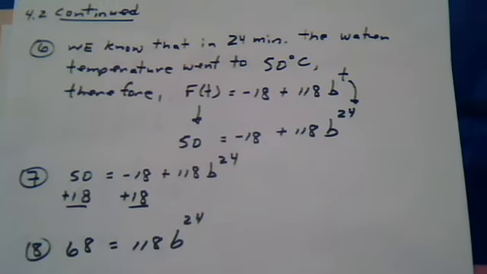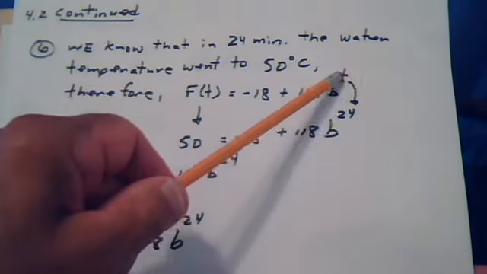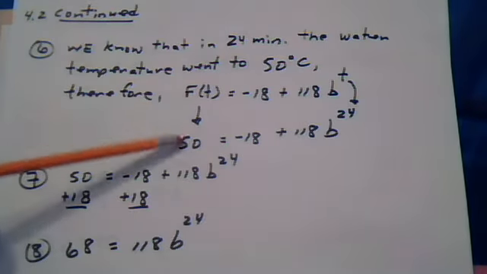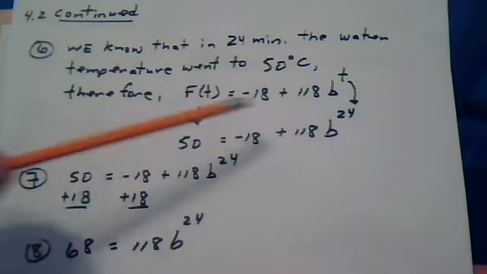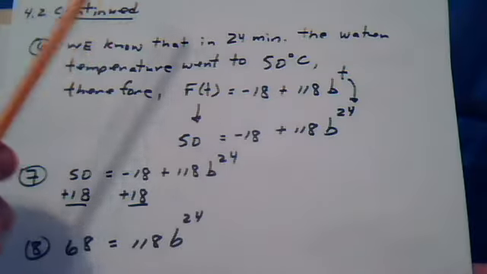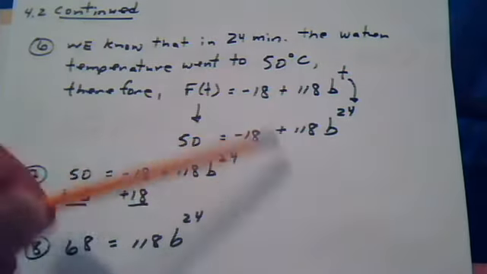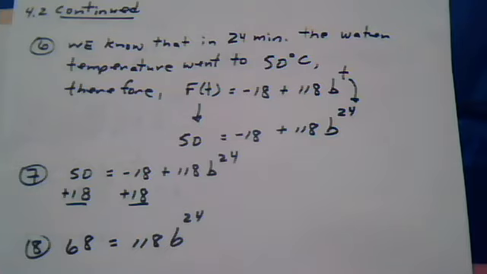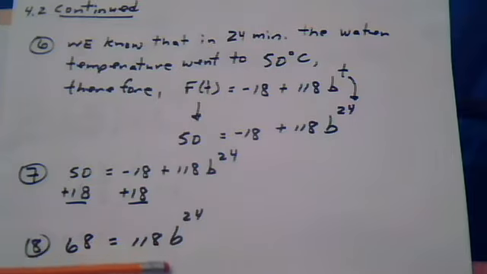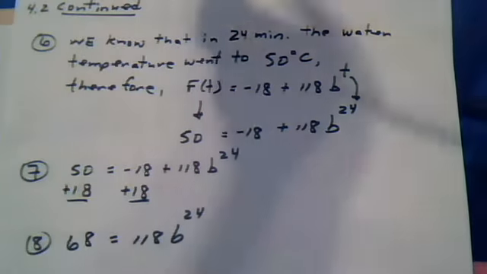We know that in 24 minutes time, the water temperature went to 50 degrees. Remember, this is the object's temperature, and it went to 50 degrees in 24 minutes. Notice the only thing that's left to solve for is the B. So move all these numbers over to the other side one by one. So let's move the negative 18 over by adding a positive 18 on one side and adding a positive 18 on the other side. That puts us here. Now move this 118 by dividing both sides by 118.